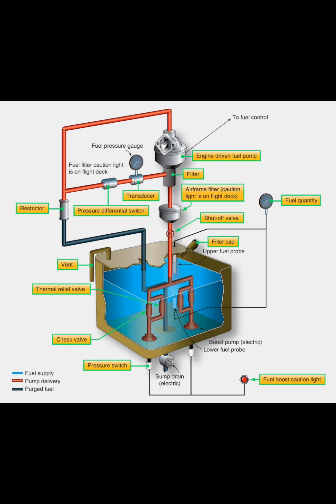How can a fuel tank be checked for leaks after a repair? Pressure check. 1/2 psi of air with liquid soap or bubble solution.